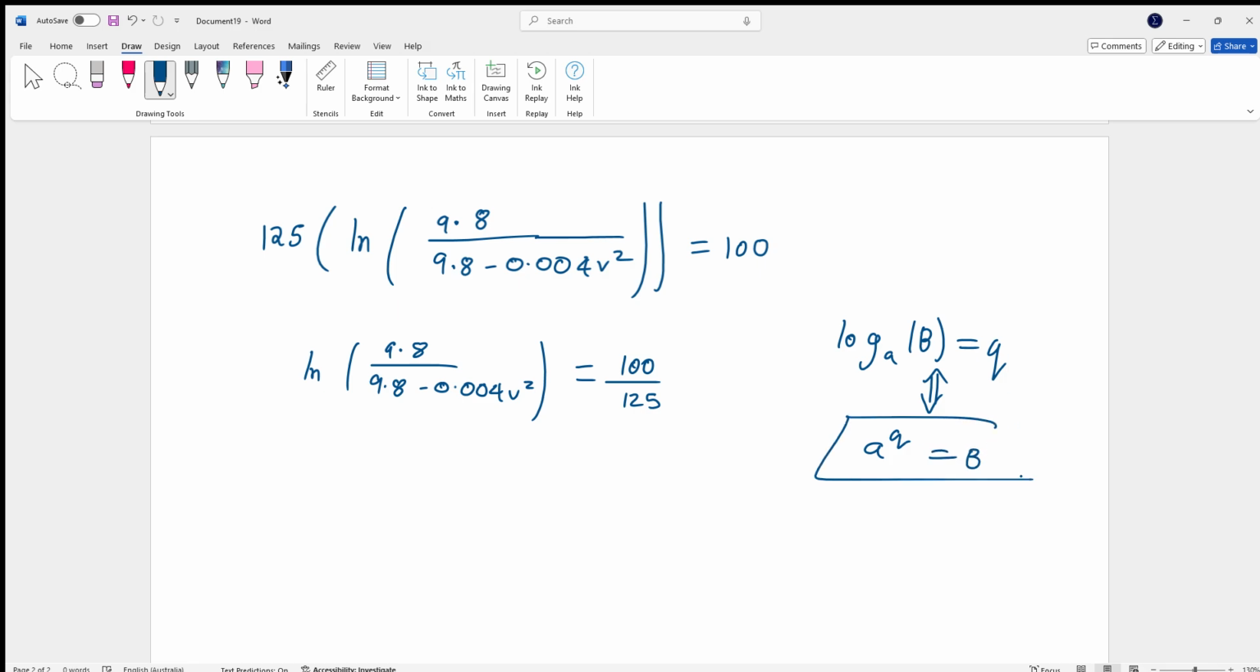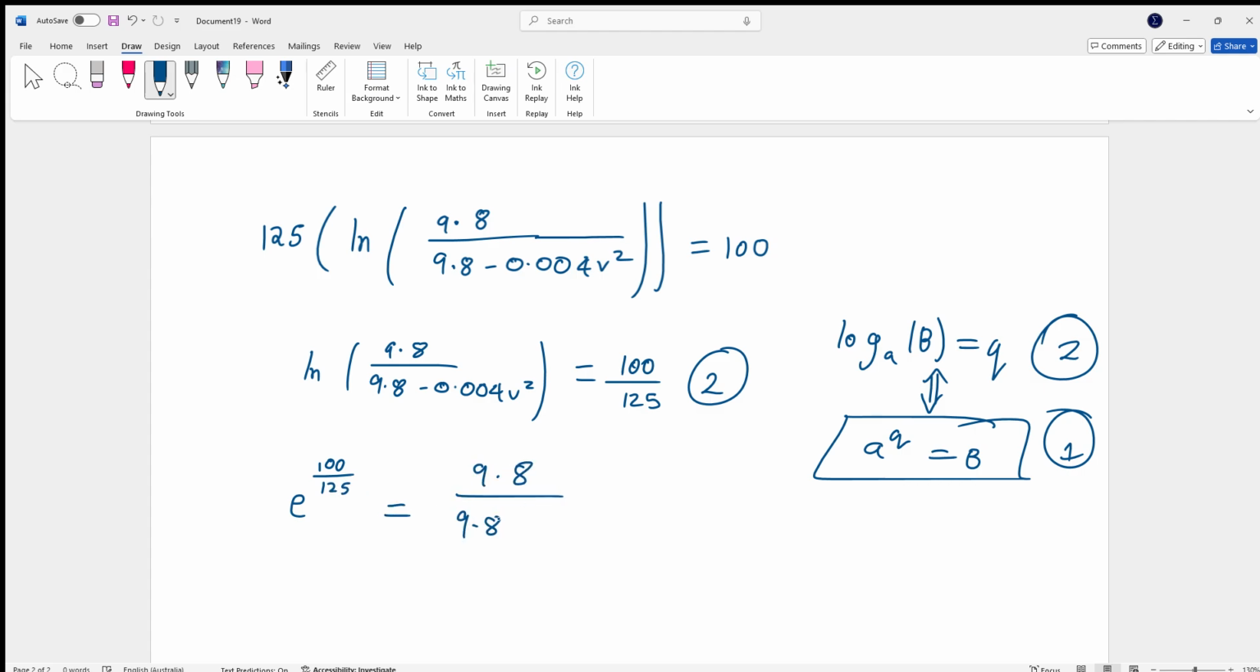We want to write it like this because our unknown is currently trapped inside the log. So we have it currently as situation 2, and we want to write it as situation number 1. Now here ln represents log base e, so it's going to be e to the power of 100 over 125 equals 9.8 over 9.8 minus 0.004 v squared. We are going to swap this and this. We're going to divide by e to the power of 100 over 125, and multiply both sides by the 9.8 minus 0.004 v squared as well.